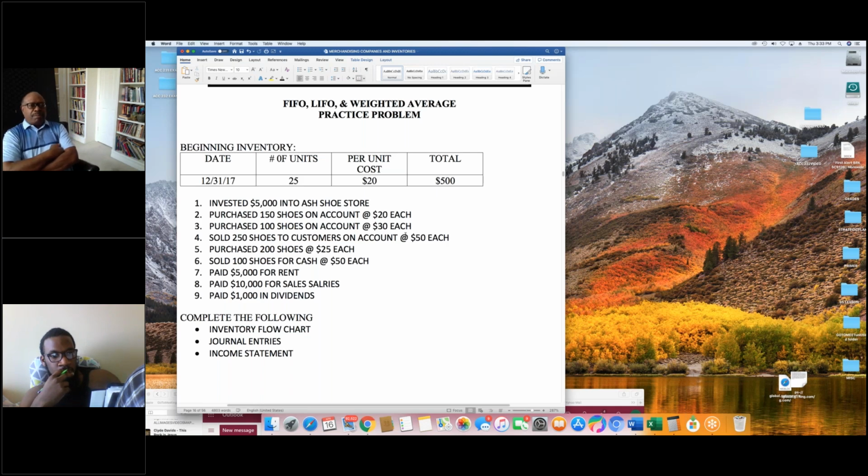Okay, in this practice problem, we're just doing FIFO. We have beginning inventories, this and this. And you invested money in your shoe store, you purchased, sold, and so on. So what you've got to do in this column is the inventory flow chart, journal entries, and the income statement. Why do we have so many? Because y'all are grown, y'all can handle a lot.